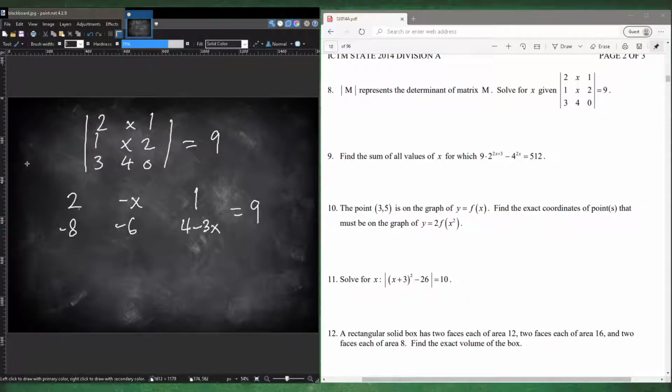And then you multiply each of these two and then add them together. So negative 16 plus 6x plus 4 minus 3x is equal to 9. So that will be equal to 3x minus 12. Add the 12 here, so that's 21. So x is equal to 7. And that is your answer for number 8.